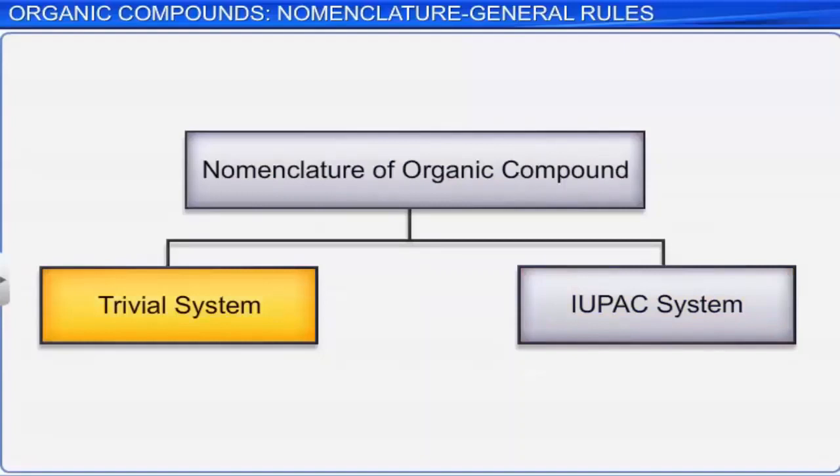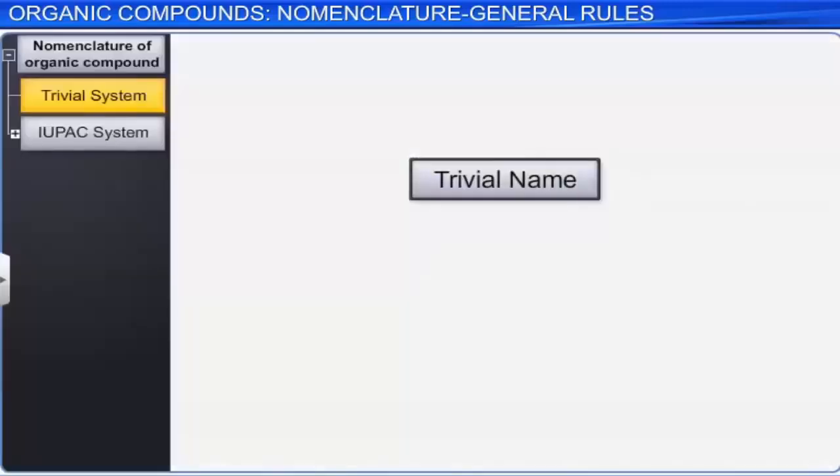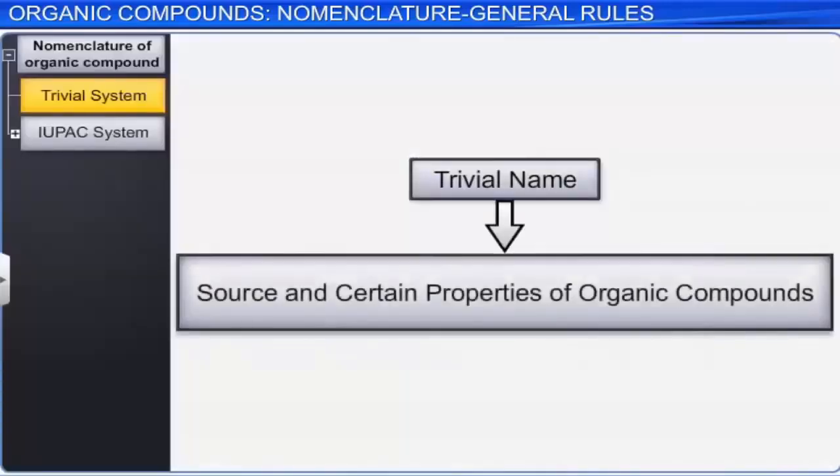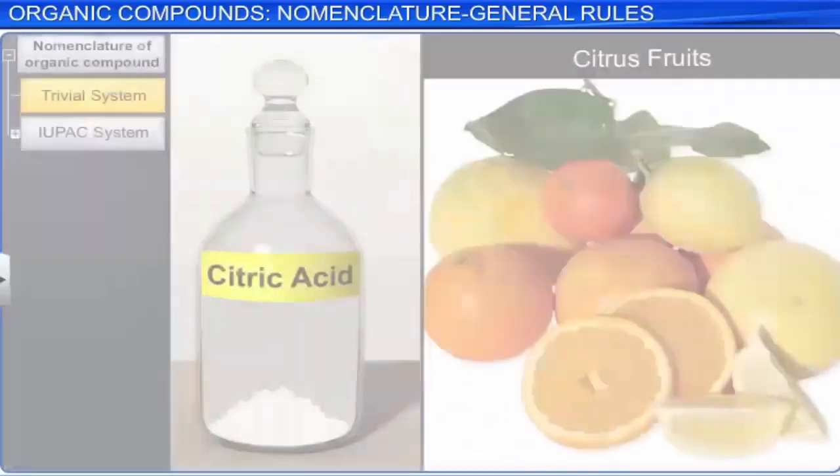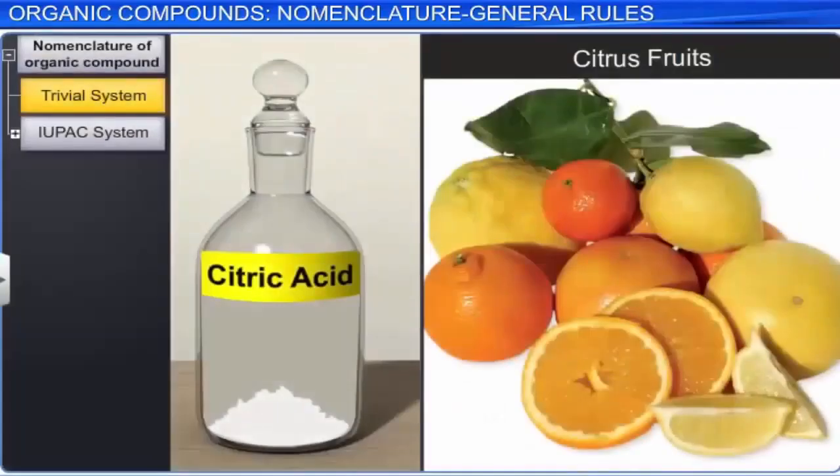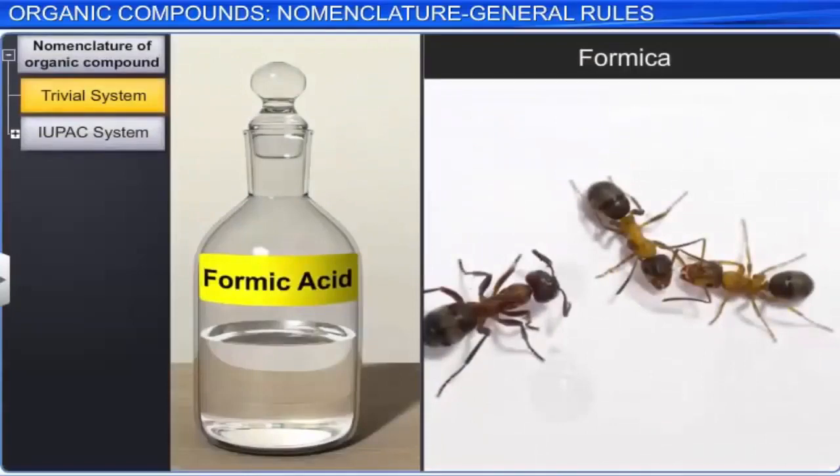Let's look at the trivial system. The trivial names are given on the basis of the source and certain properties of organic compounds. For example, citric acid is named so as it is found in citrus fruits. Formic acid is named so as it is obtained from the destructive distillation of formica, which means red ants in Latin.